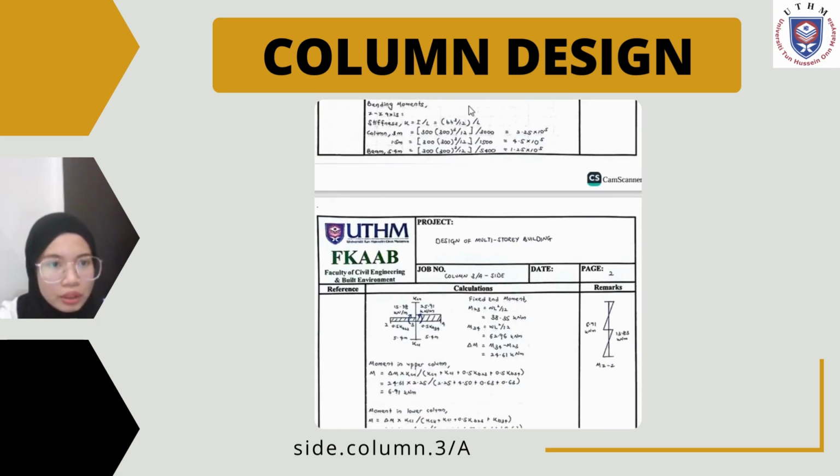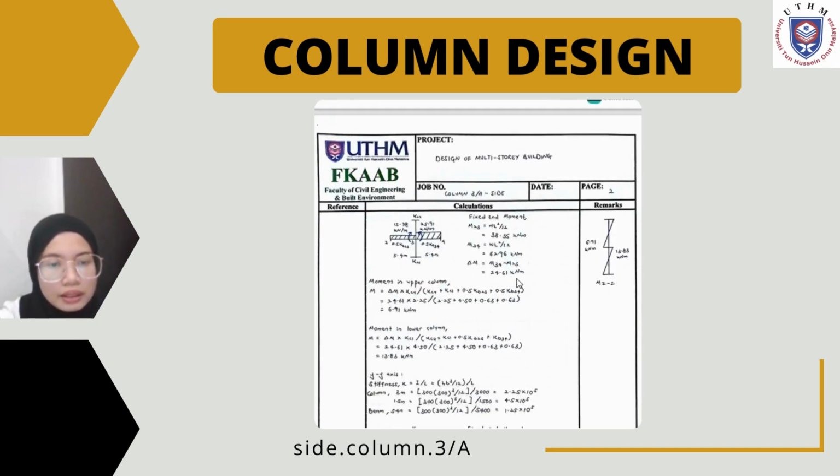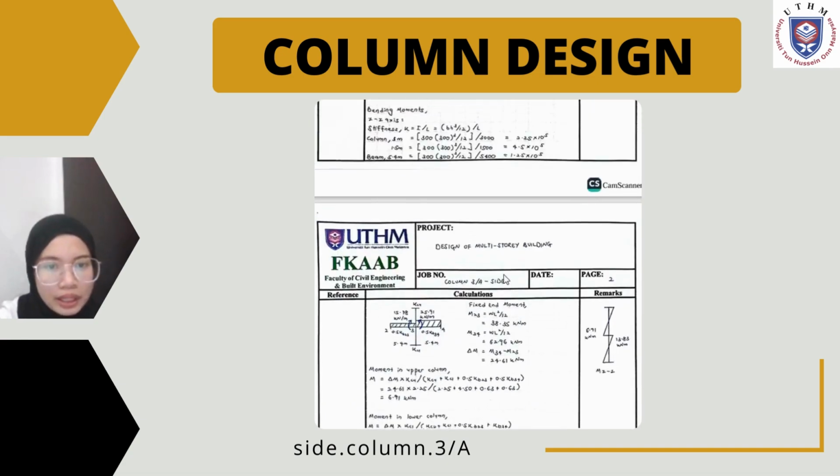The stiffness formula is BH power of 3 per 12 per L, and the column for height 3 meter is 2.25 multiplied with 10 power of 5. For 1.5 meter is 4.5 multiplied with 10 power of 5, and for beam 5.4 meter is 1.25 multiplied with 10 power of 5. The difference moment for FEM is 24.61 kilonewton meter, and W comes from this calculation.